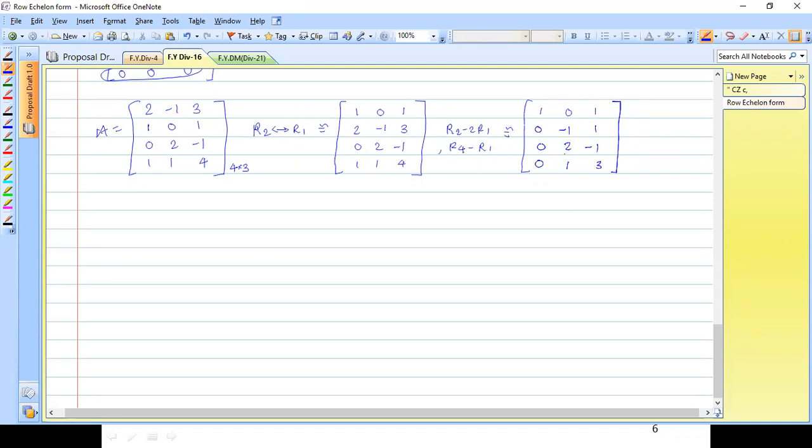Now we need to make these elements 0. Below that element 0, it means I need to make 2 and 1 to be 0 using row operations. So R3 plus 2 times R2, correct? And R4 plus R2. Is it okay? So if I apply that, let's check what I will get.